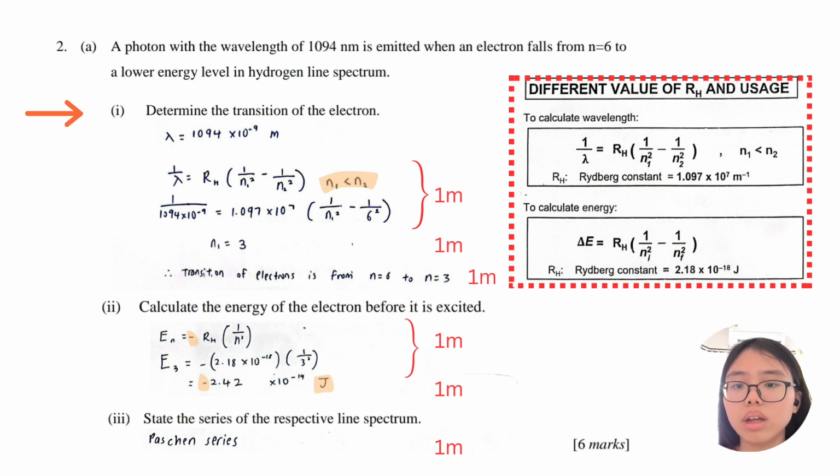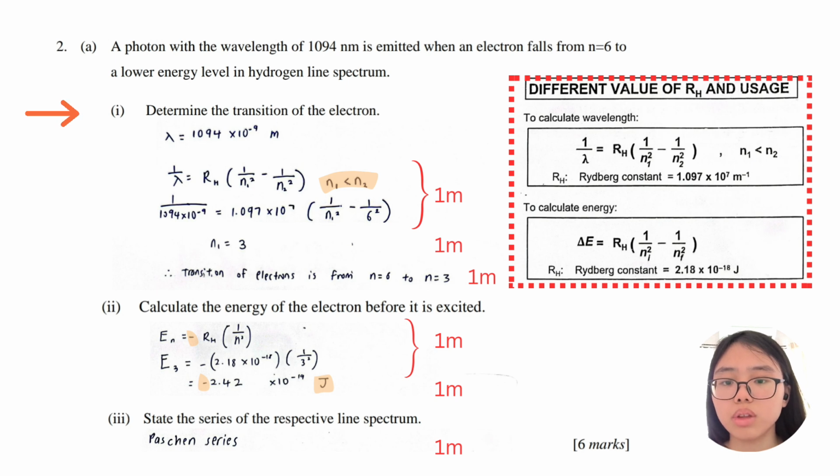Question 2a. A photon with the wavelength of 1094 nanometer is emitted when an electron falls from n equals to 6 to a lower energy level in hydrogen line spectrum. For question I, determine the transition of the electron. From the question, it is given that the wavelength is equal to 1094 nanometer. Convert it to SI unit, and you will get 1094 times 10 to the power of negative 9 meter.